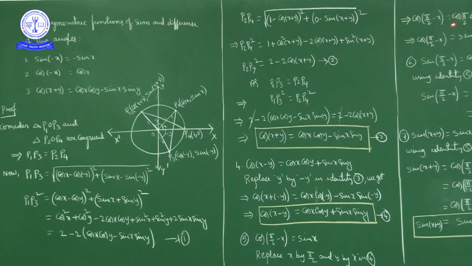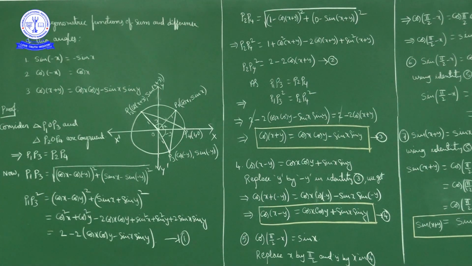Cos pi by 2 value is 0, so this part is 0. Plus sin pi by 2 value is 1, so 1 into sin x is sin x. So we have cos pi by 2 minus x is sin x. Important mark: cos pi by 2 minus x is sin x.